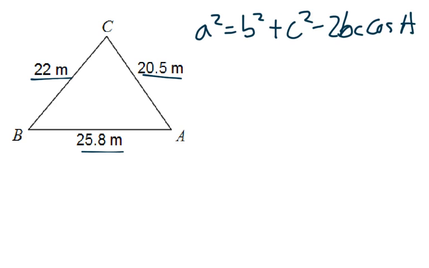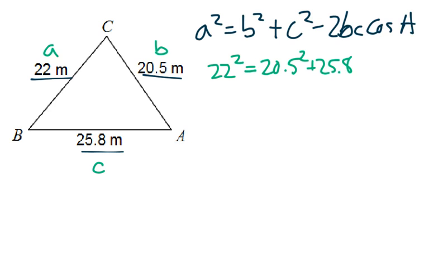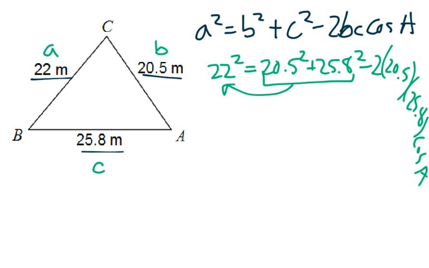So then we just get our information and plug it in. So this would be little c, little b, little a. You can't just arbitrarily assign those. That'll screw everything up. So we've got 22 squared equals 20.5 squared plus 25.8 squared, okay, minus 2 times 20.5 times 25.8 times the cosine of A. Okay? So let's start off. The easiest way to start off is first getting those and subtracting them from that. Okay? So, and we use our calculators a lot for this.